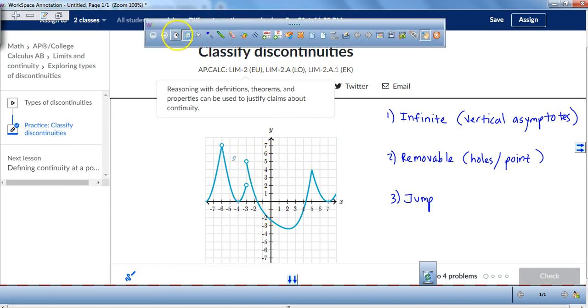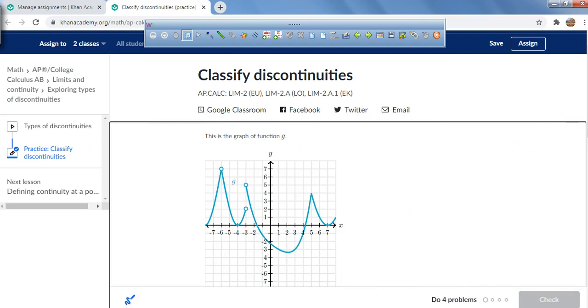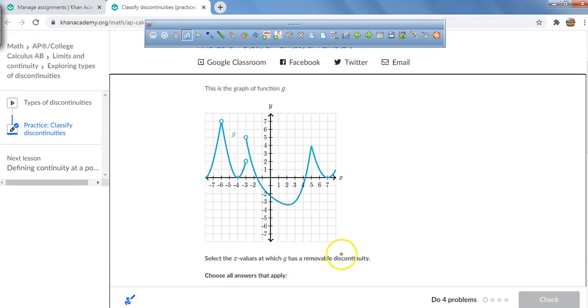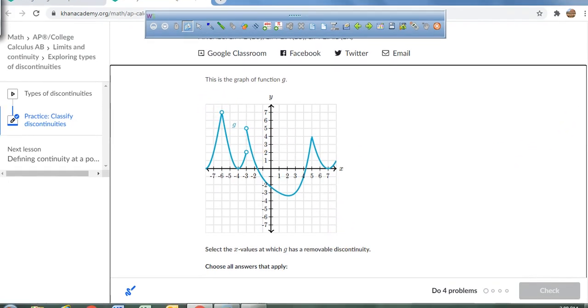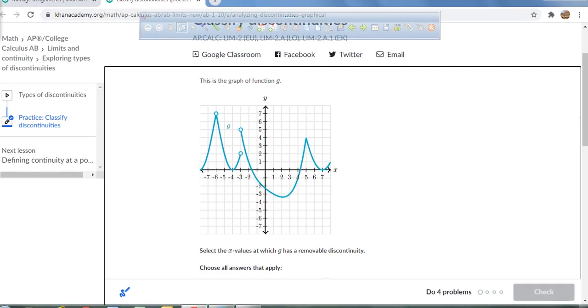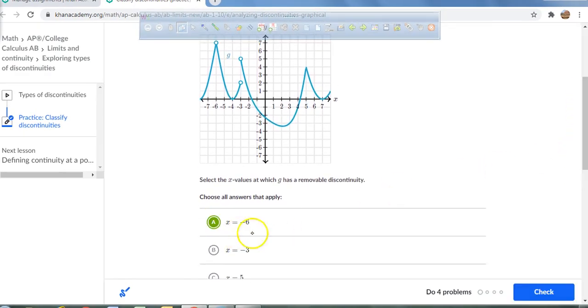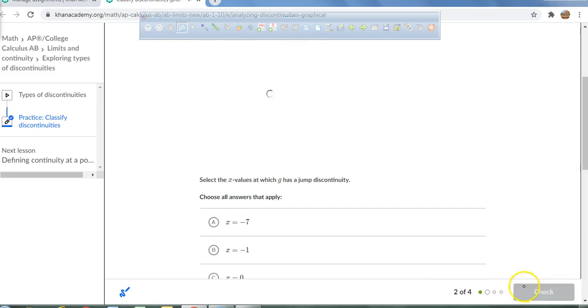Let's see what this question's asking about. It says select x values which have removable. Well, I only see one. It's going to be right here at -6. That's a removable. Removable, x equals -6. Boom.